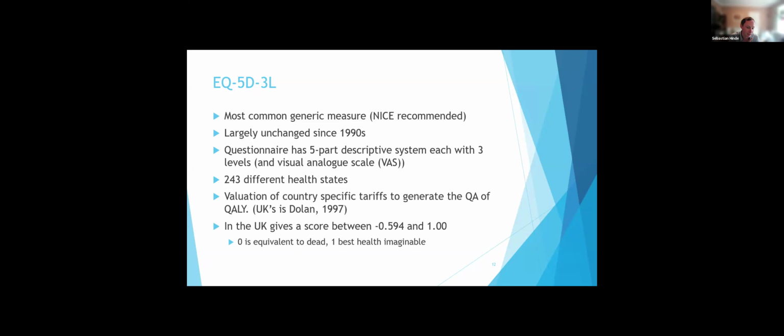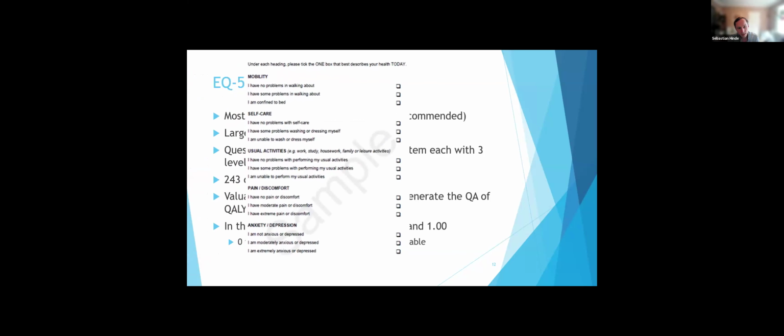So therefore, anything that's a minus value is where your health is so poor that it's equivalent to being worse off than dead. So this is what the EQ5D questionnaire looks like if people haven't seen it before. You've got these 5 different domains: mobility, self-care, usual activities, pain or discomfort, and anxiety and depression. And then each one of those has 3 different levels. So I have no problems, I have some problems, and then I'm sort of confined to bed, or I'm unable to wash, depending on the level.